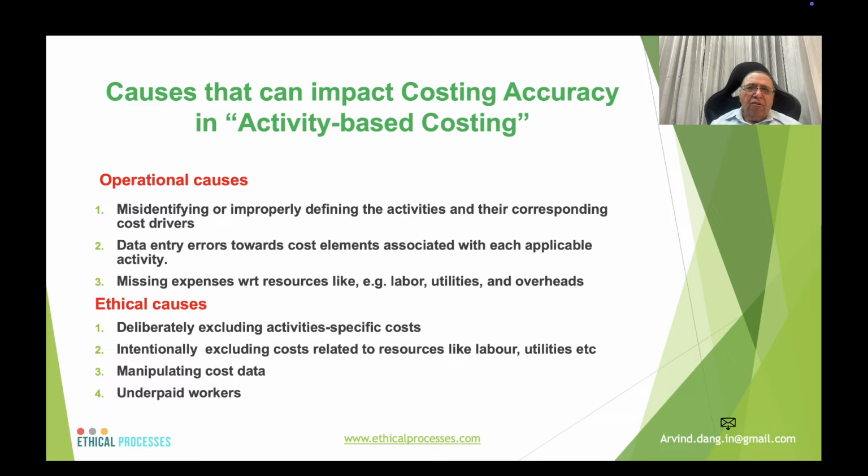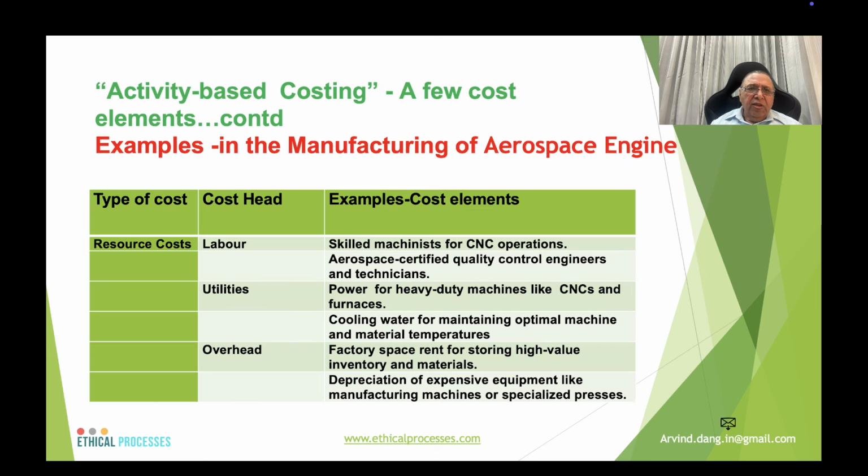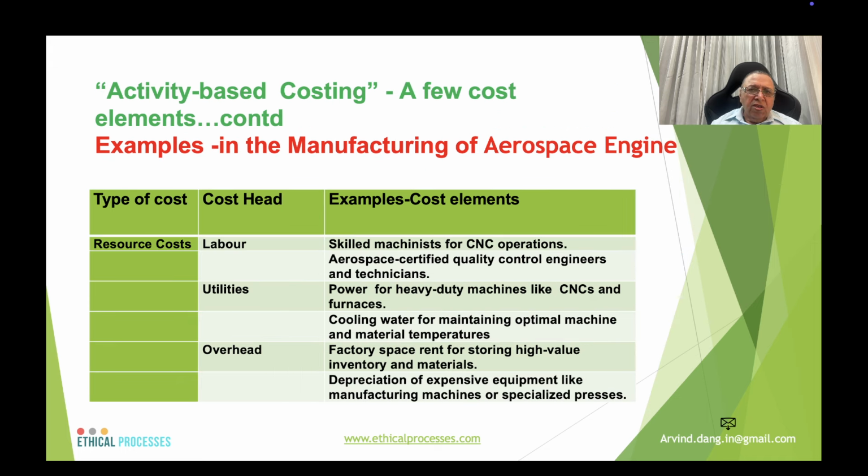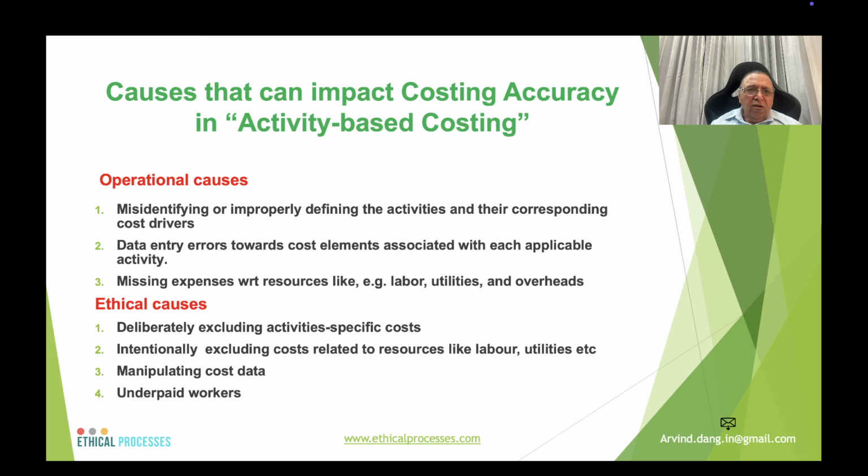Causes that can impact costing accuracy in activity based costing: 1. Misidentifying or improperly defining the activities and their corresponding cost drivers. 2. Data entry errors towards cost elements associated with each applicable activity, and missing expenses with respect to resources like labor, utilities, and overheads. And ethical causes are, 1, deliberately excluding activity specific costs. 2. Intentionally excluding costs related to the resources like labor, utilities. 3rd, manipulating the cost data and underpaid workers. So for each type of cost head, and for each resource cost, I have indicated some examples of operational causes and ethical causes.